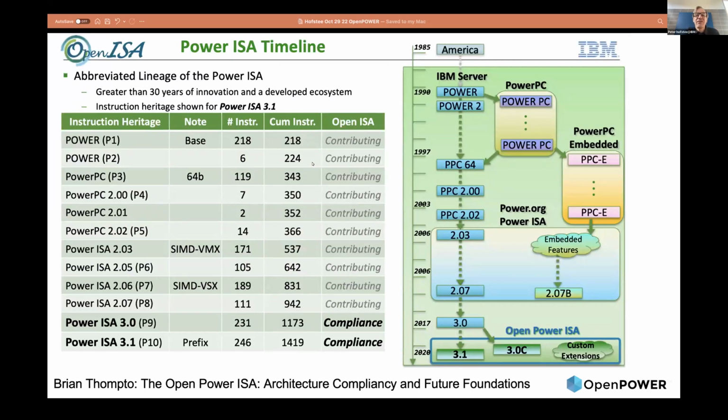Let me dive in here first with a little bit of history. The first commercial Power products started showing up in the 90s, and that's the train of Power systems that we use in servers. But actually, its history goes back quite a ways before that.